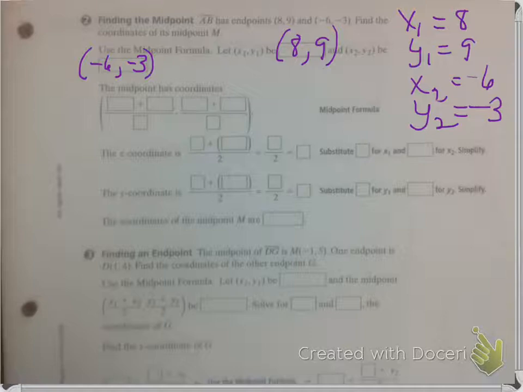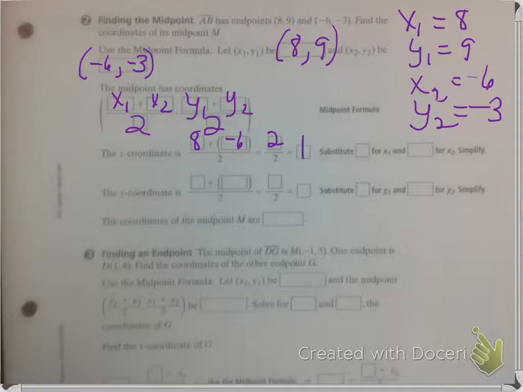I'm going to write the formula for a midpoint. And remember, it's kind of like the average. So it's x1 plus x2 divided by 2, and y1 plus y2 divided by 2. Let's plug in. I'm going to do 8 plus -6, and I'm going to get a positive 2. And 2 divided by 2 is 1. That is my first coordinate of my midpoint. What I did was substitute 8 for x1 and -6 for x2. So now I'm going to do my y1 and y2.